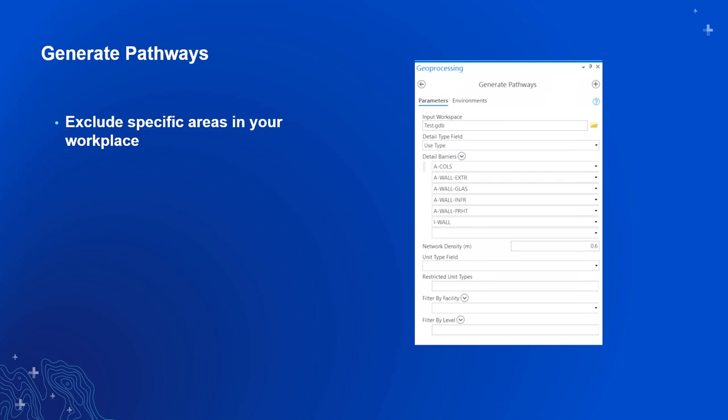You could also use restricted unit types. Like I mentioned earlier, the nuclear waste holding facility, you don't want to put a network through there. You can leave that out. The other really nice thing about the tools is that you can do it by facility or by level, or by building and floor. So we're using facility as building and level as floor. You could say, I've already done building A, that network looks good, but building B had some things that we need to tinker with. Let's just do building B and run the tool.